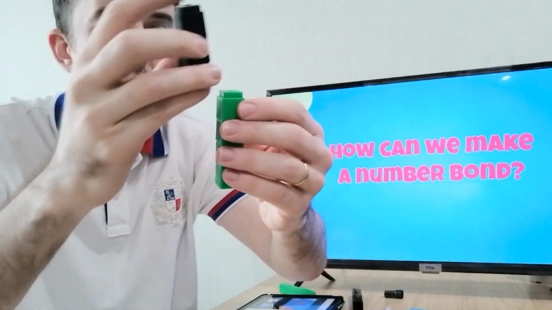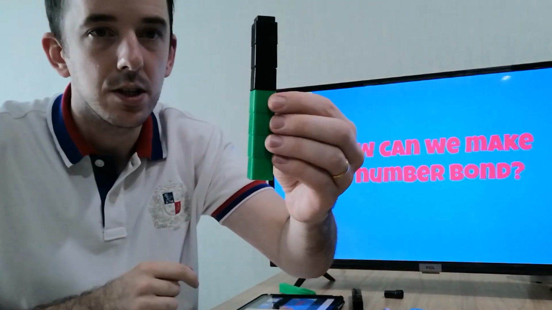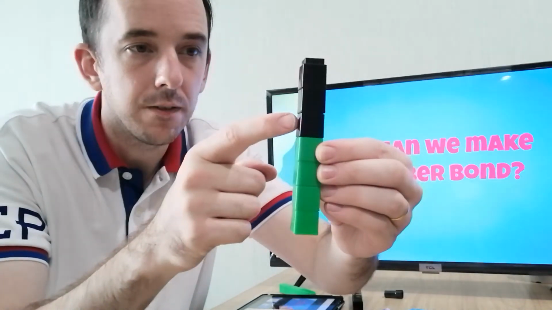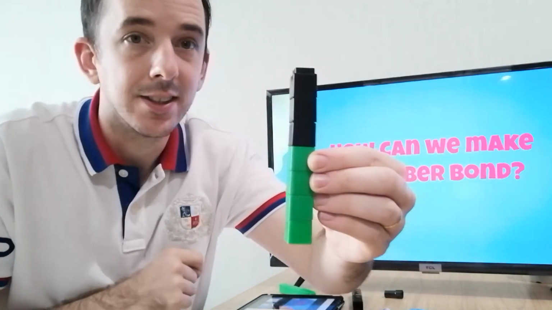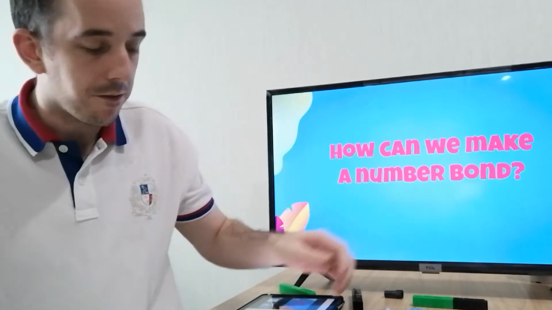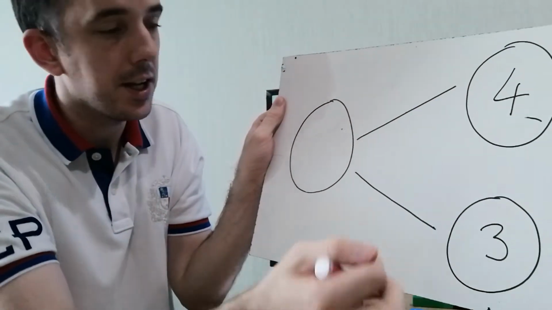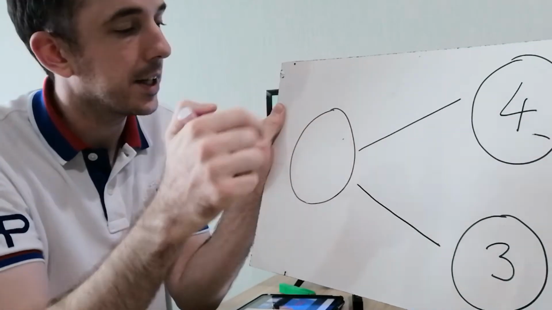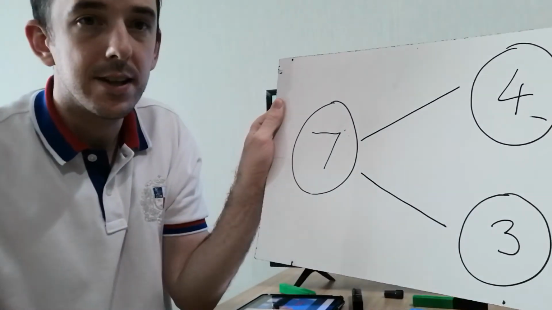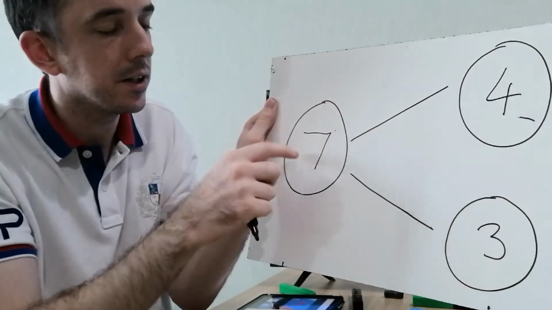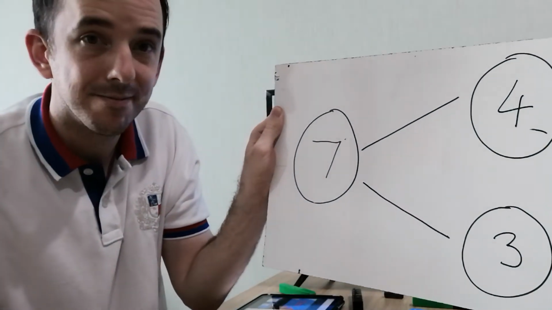If I put them together, how many do I get in total? 1, 2, 3, 4, 5, 6, 7. So 4 and 3 together give me 7. 3 and 4 together give me 7.